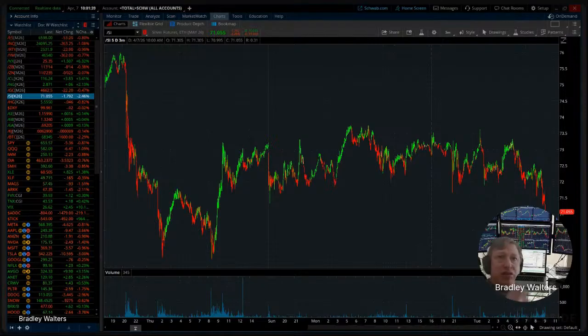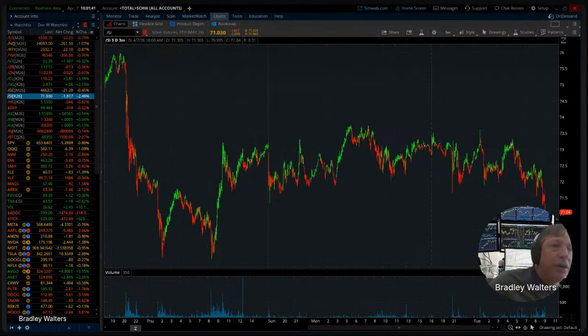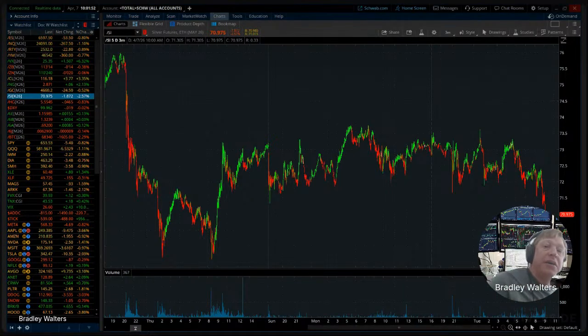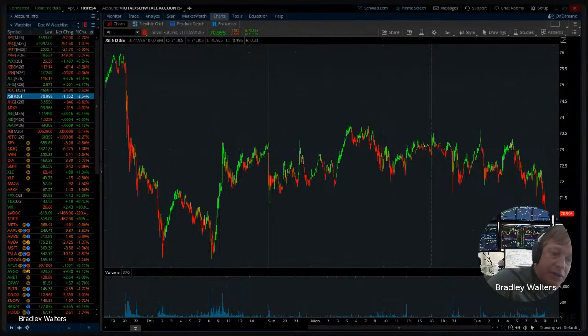With all this red on the screen, you would expect money to go into a safe haven like gold and silver and be up, but it's not.